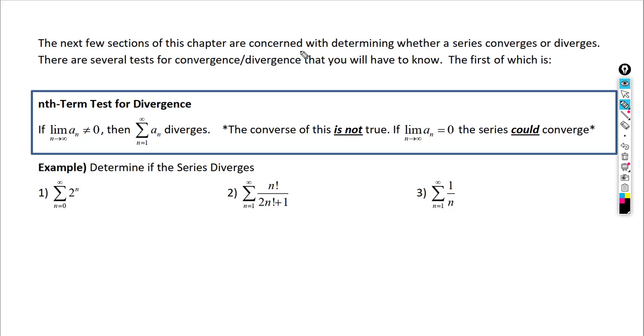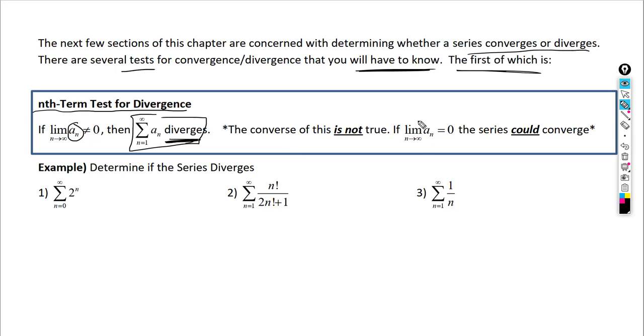So we're going to talk about determining whether a series converges or diverges. There are several tests that you'll have to know. You've got to memorize all these. The first is what we call the nth term test for divergence. What this says is if the limit as n approaches infinity of a sub n is not equal to 0, then the series is going to diverge. But the converse is not true.